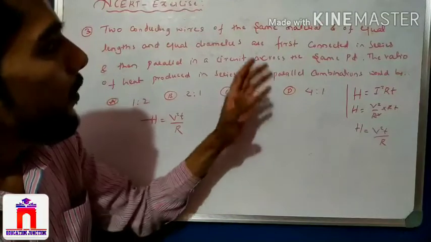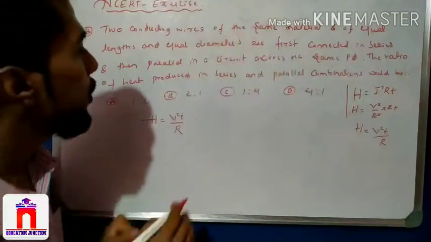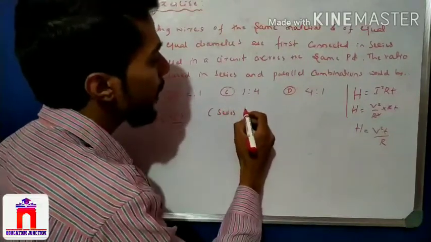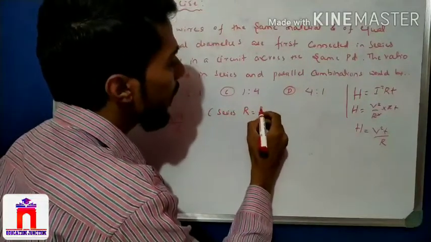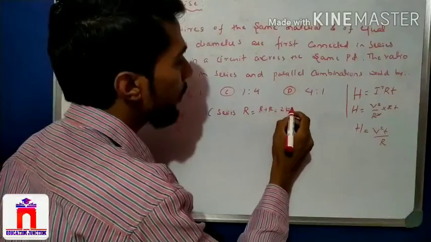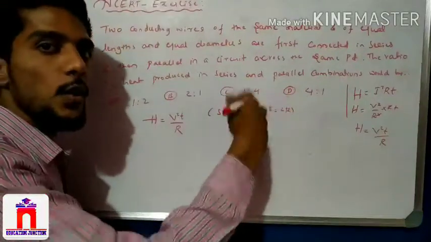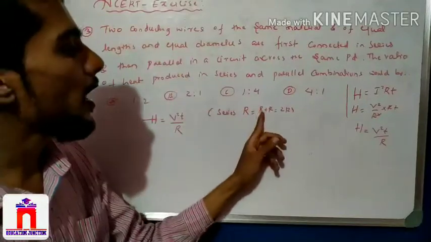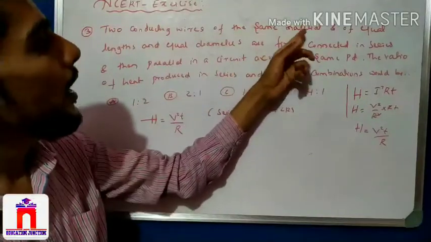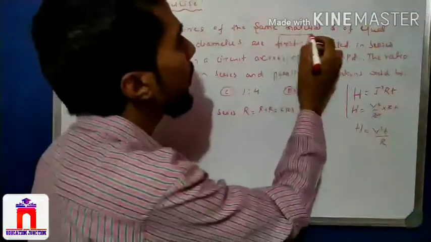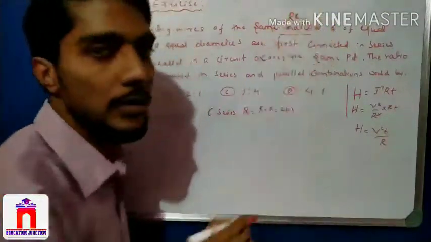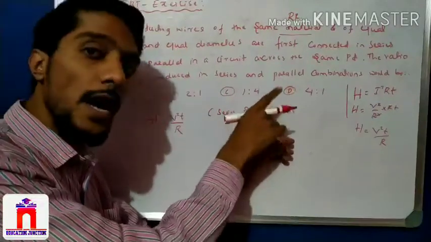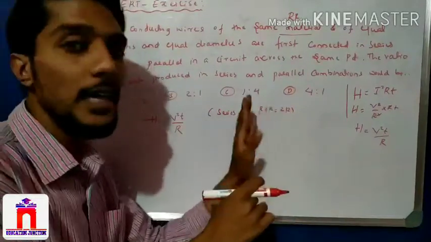Here, first connected in series. If connected in series, what happens to the resistance? The resistance is R plus R, that is 2R, because we add R1, R2, R3. We have R plus R because 2 wires are there, so I take R. Two wires of the same metal make the same resistance. Same material means same resistance. The first wire has resistance R and the second wire also has resistance R. So R plus R, we get in series 2R.